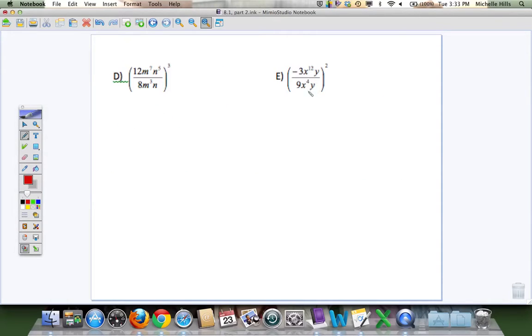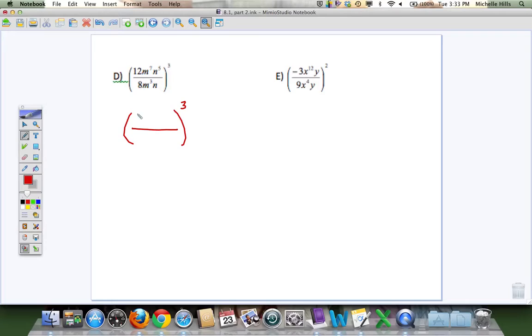When you get to these complex ones that combine a couple of different properties, in this case, it doesn't matter if I simplify everything inside and then cube that, or if I cube everything inside and then simplify that. Most often, if I see a fraction like 12 over 8 that can be reduced, I simplify what's inside first. So I'm going to do one of these one way and one the other way. I'm going to take care of simplifying this fraction first.